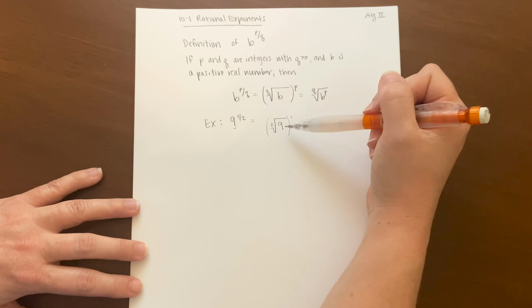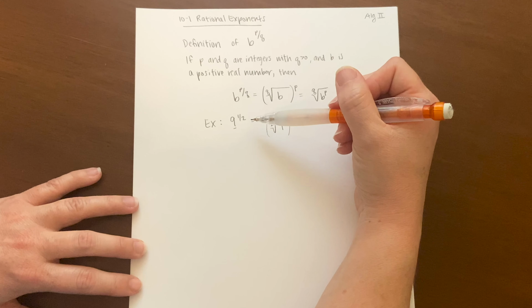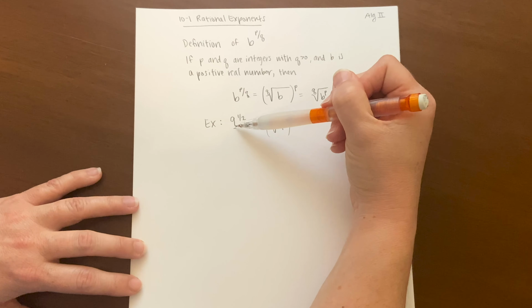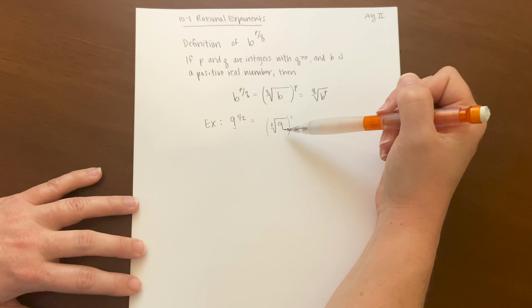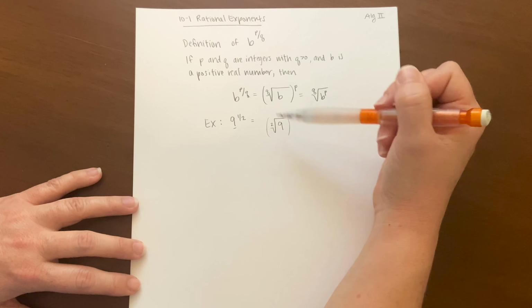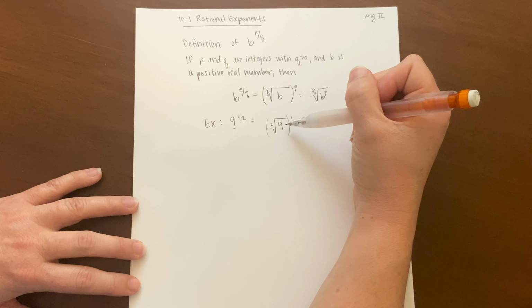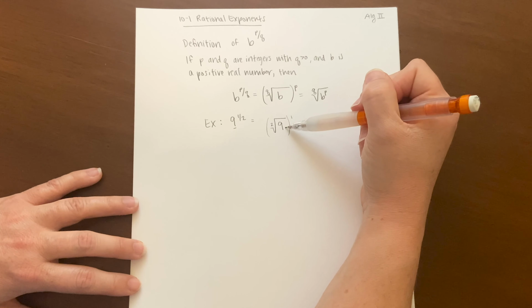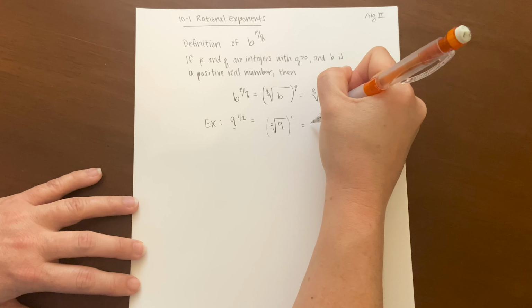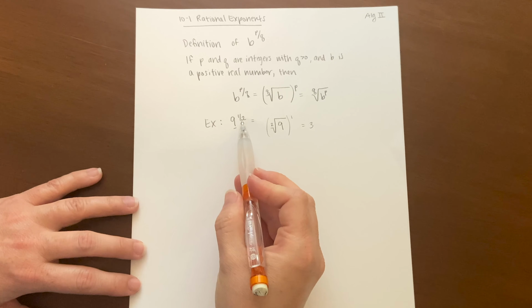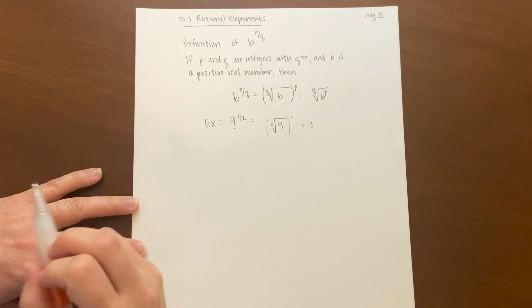You'll get really used to the 1/2 powers. You'll start to recognize those right away. Whenever you see anything raised to the 1/2 power, I want you to think that's just a square root. 1/2 power is just a square root. So if we were to continue and evaluate this, the square root of 9 would be 3, and 3 to the first power would just be 3. So the answer for 9 to the 1/2 is 3.